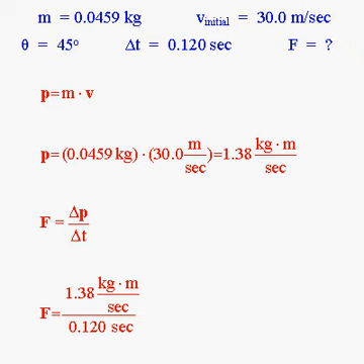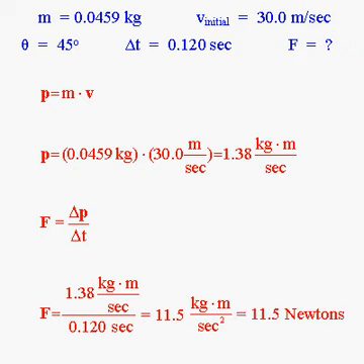But look at the units. When kilogram meter per second is divided by second, you get kilogram meter per second squared. So the answer is 11.5 kilogram meter per second squared. But a kilogram meter per second squared is a newton. So the answer is also 11.5 newtons.